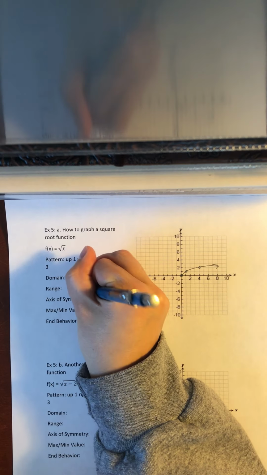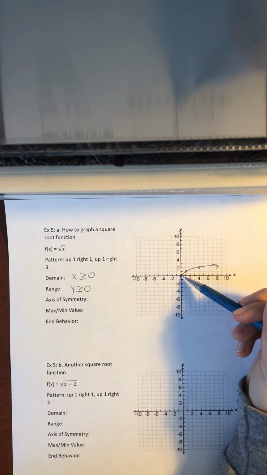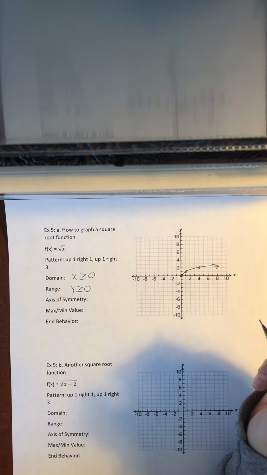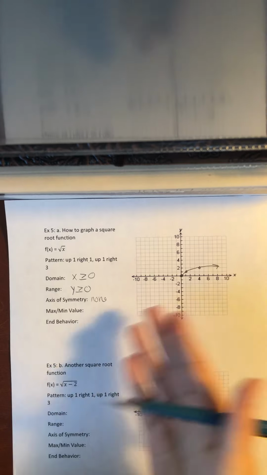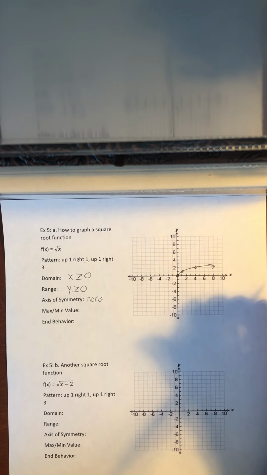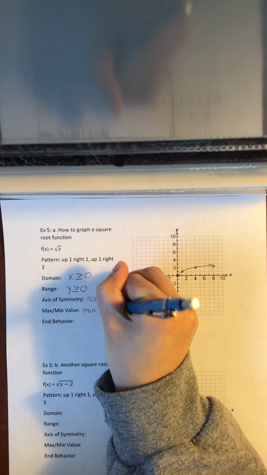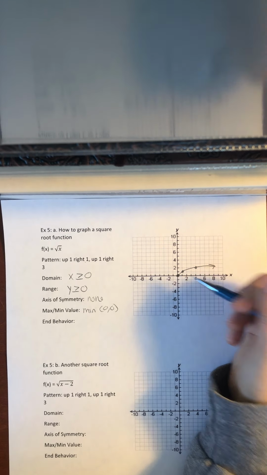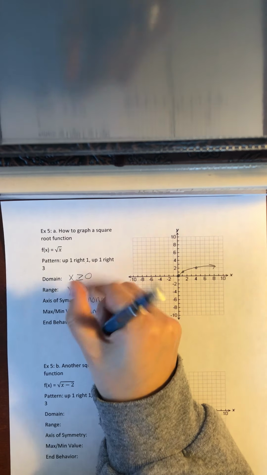Your range is also y is greater than or equal to 0, because your smallest y value is 0, and then they go up. Your axis of symmetry is none, or you could write no axis of symmetry. Minimum or maximum value, we do have a minimum value here at (0, 0). That's our lowest value.